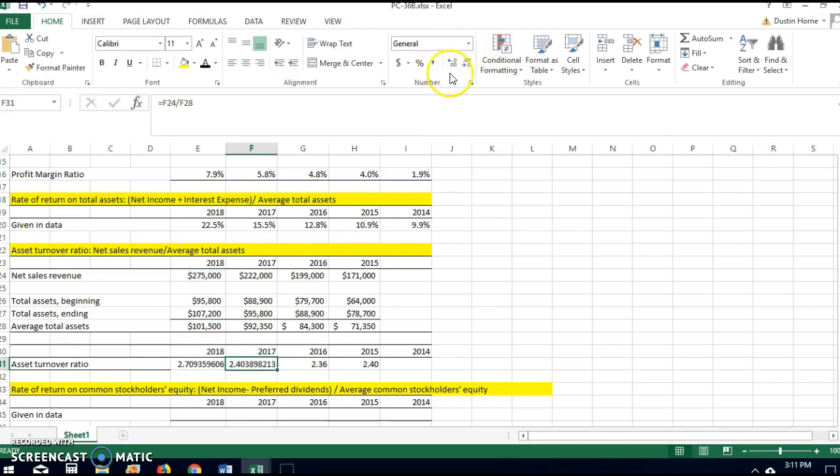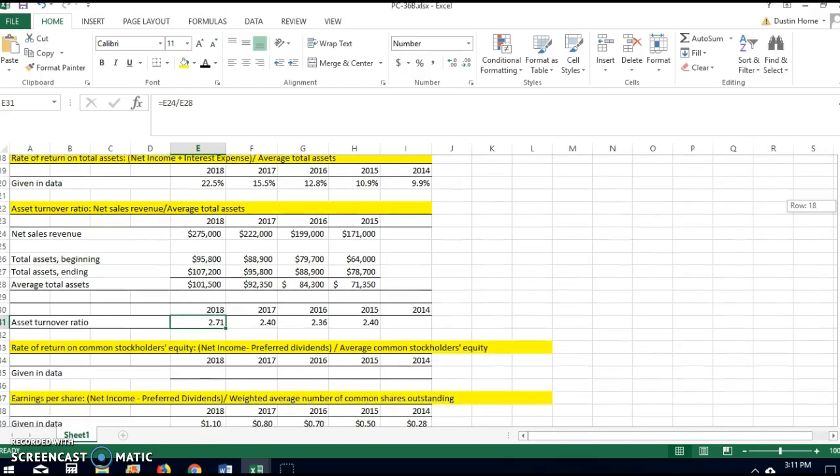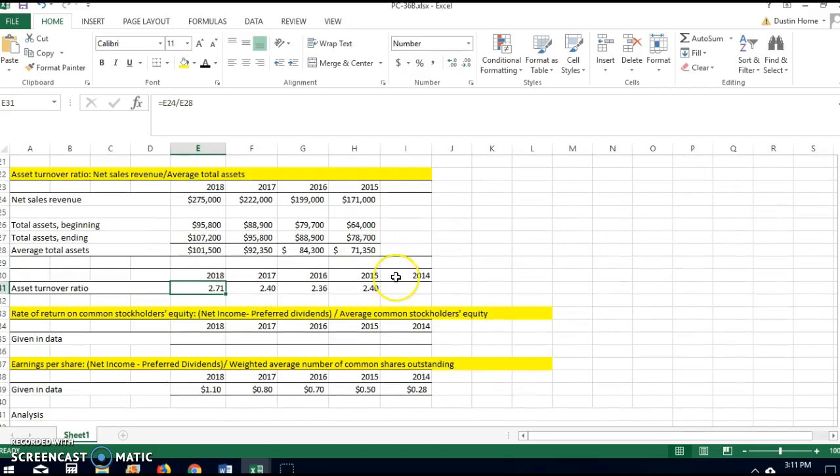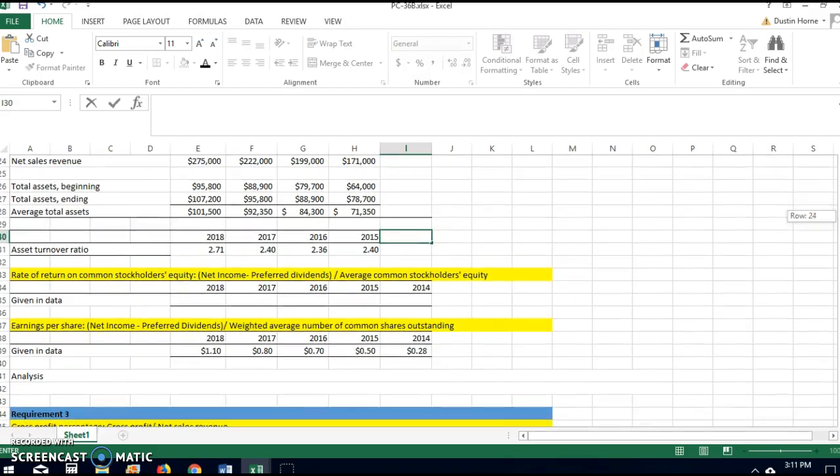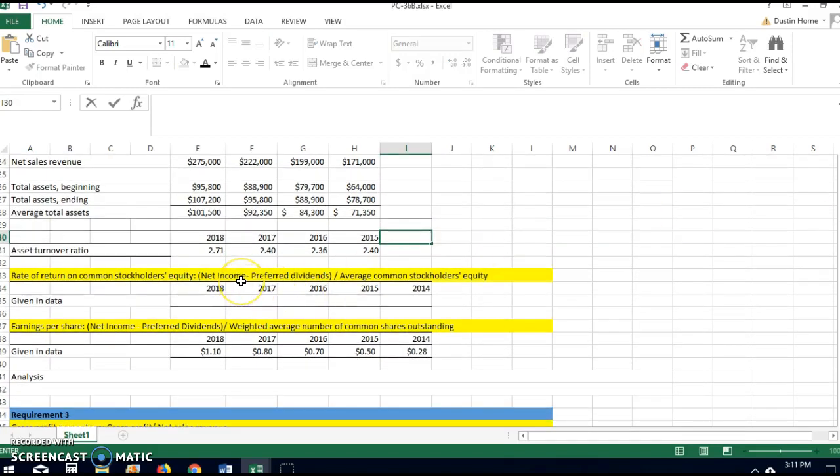So when you're doing your problems, you're using your formulas to get your numbers, but a lot of this is given to you and you only have a few calculations to make, okay? Then we need to do the rate of return, and we really didn't need this right here, so I'll just delete that. The rate of return on common stockholders' equity.